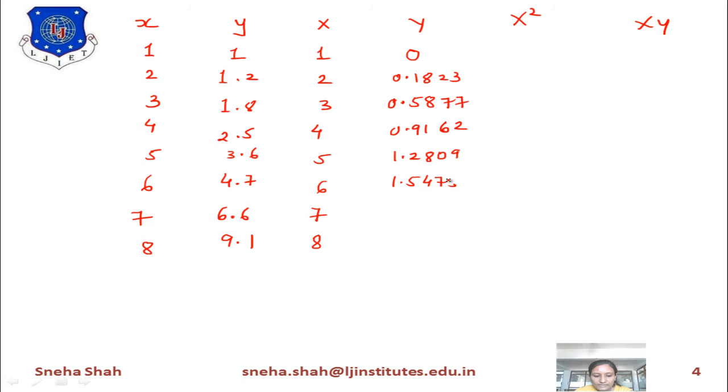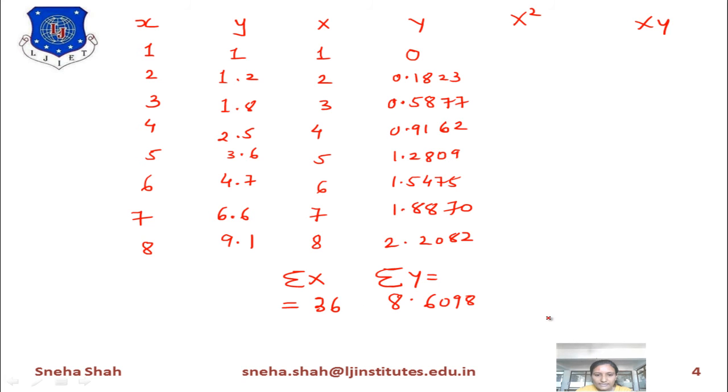Now in this table, if we add all the values, it will give the answer of summation of capital Y, which is 8.6098. Similarly, if I add all these terms, it will give the answer of summation x. And what is summation x? 1 plus 2 plus 3 plus 4 plus up to 8. So its answer is 36.